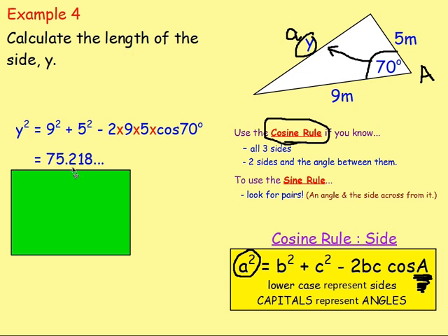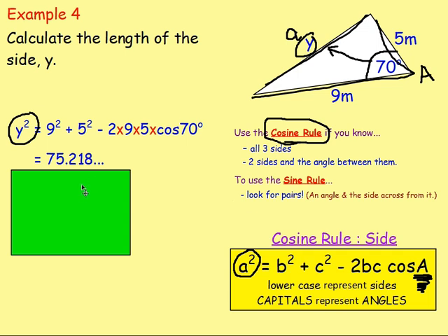Is that the final answer then, Sarah? No? Why not? Yeah, good. Obviously, if this is 9 meters and this is 5 meters, there's no way that's going to be 75. And that is y squared that we have worked out. We don't want y squared. We want y just on its own. So how do we get y, Sarah?